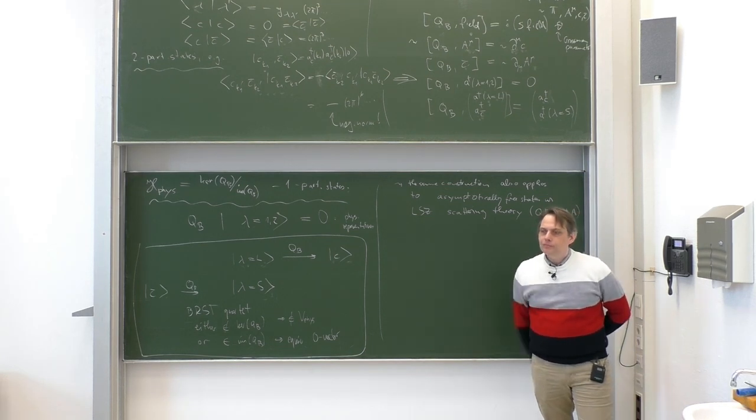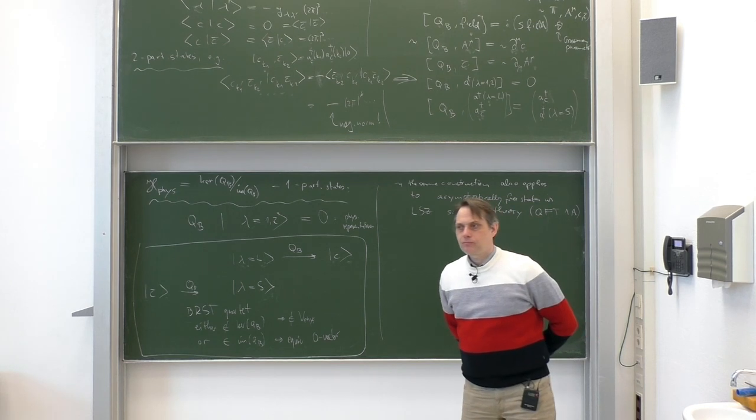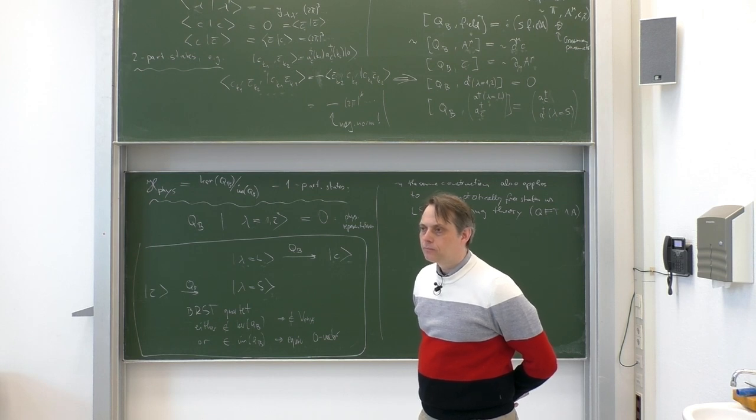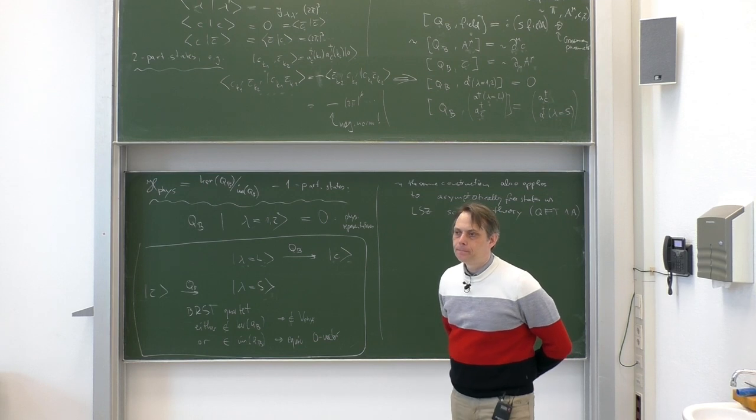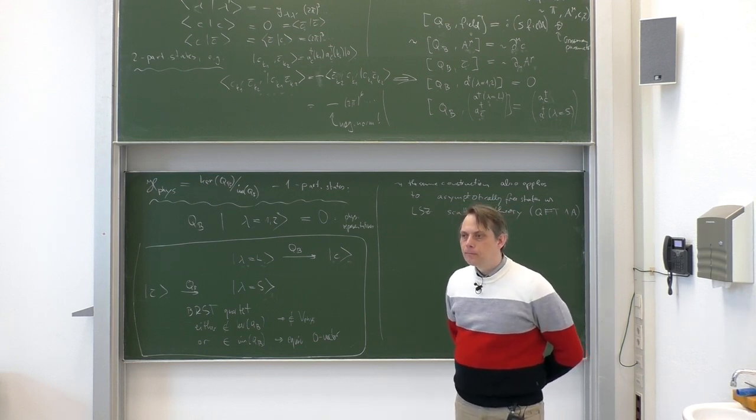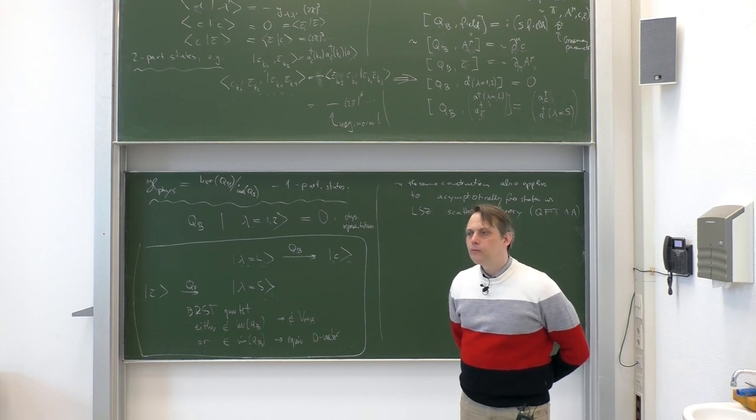Maybe just one towards the picture of the ghost. Because you said that for every ghost state, there exists an anti-ghost state. And also we had this kind of awkward commutation relation between the creation operators of the ghost and the anti-ghost. And also there was this notion that we cannot interpret anti-ghost and ghost as anti-particles. Is there some interpretation for the ghosts, or are they just necessary for this formalism?